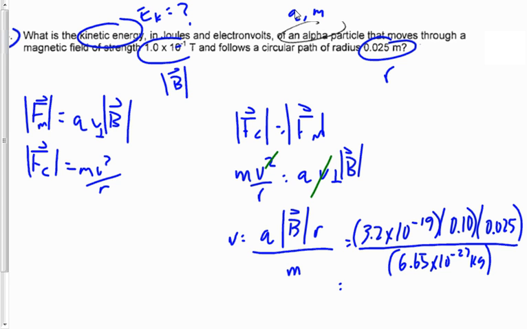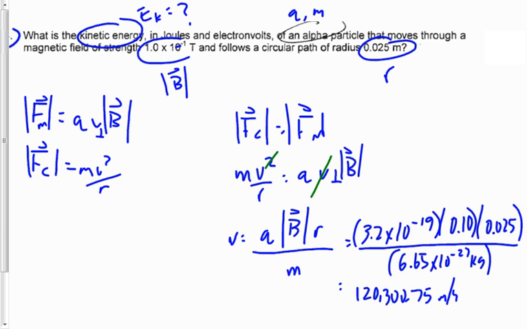Let's solve for that speed. When we do, we get 120,300.75 meters per second. That's a speed of 1.2 times 10 to the 5 meters per second. Reasonable speed for a charged particle? Yeah, usually it's 10 to the 5, 10 to the 6. Could be different, but usually in that range.